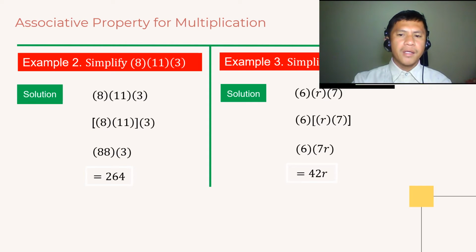The third example is simplify 6 times r times 7. So we group the last two factors, r and 7. We enclose it with brackets, so we multiply together. So we have 7r, then bring down the first factor, which is 6. Then 6 times 7r, we arrive with our answer 42r.